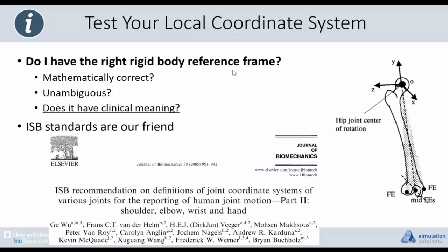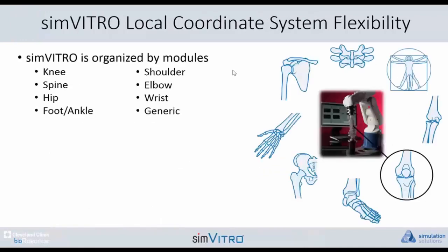While these standards are not going to cover every single situation or every single shoe, if you will, they cover a majority of them. In general, we try to adhere to these as best as possible. So when we designed simVITRO, we thought about it in terms of modules. It's organized based on different joints. Each joint has specific local coordinate systems for each bone that are already developed for you. That's the right anatomy. All the math is there, so you don't have to think about it.